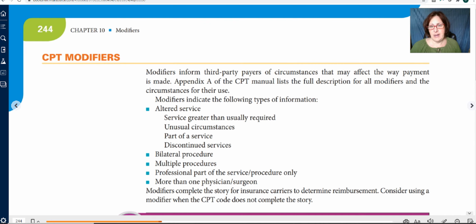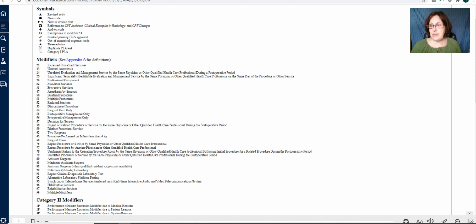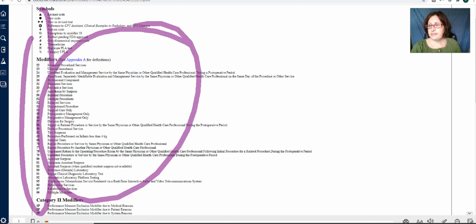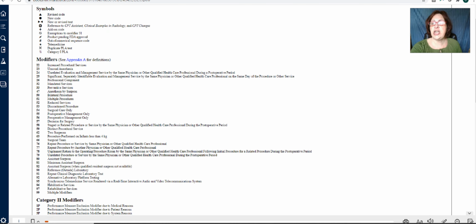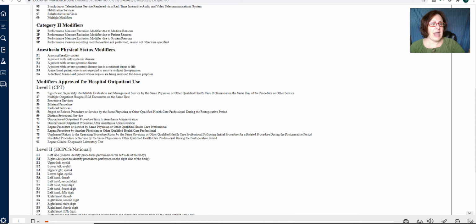Where do you find that? The inside front cover of your CPT book has this list. It's printed on the inside front cover, literally on the cover. And here's a list of modifiers and what they mean. Okay, so you've got this quick cheat guide. Next, still on the inside front cover, you'll see now some that have letters and numbers, and then some that are just letters.